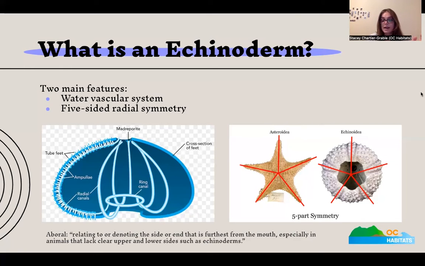With that, they also have an oral and an aboral side. So on the sea urchin right here on the right-hand side of this graphic, this hole right here is their oral side. That's not how big their mouth is, but that's where the mouth would be if this was an intact urchin. And on the other side is the aboral side. And just in case you are curious what aboral means, the direct definition is relating to or denoting the side or end that is furthest from the mouth, especially in animals that lack clear upper and lower sides, such as echinoderms.